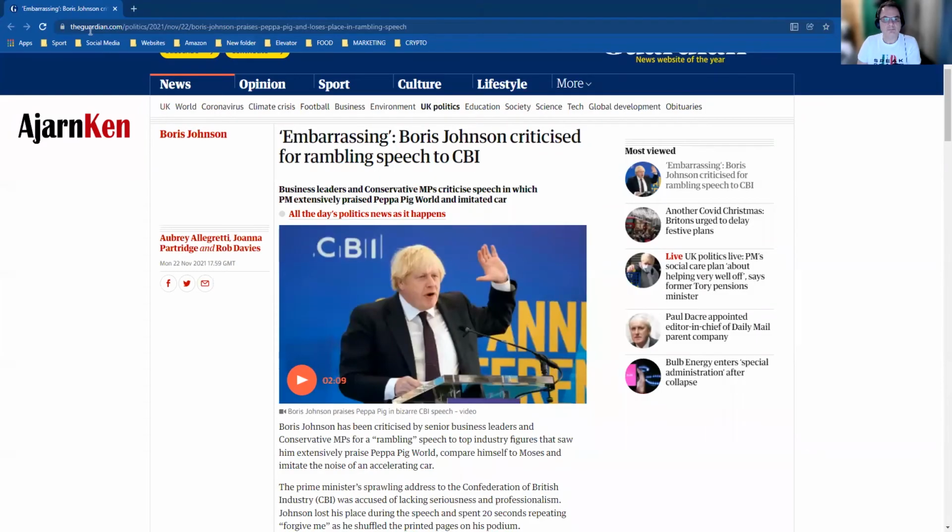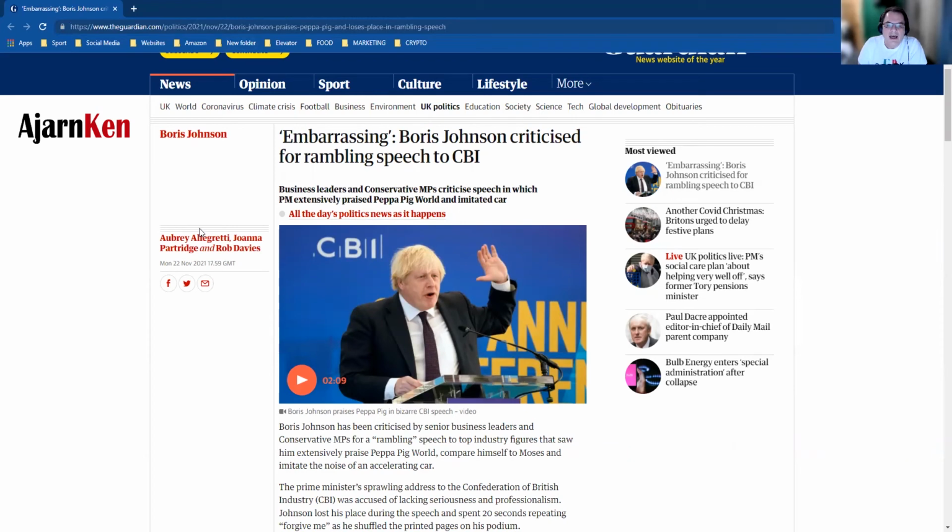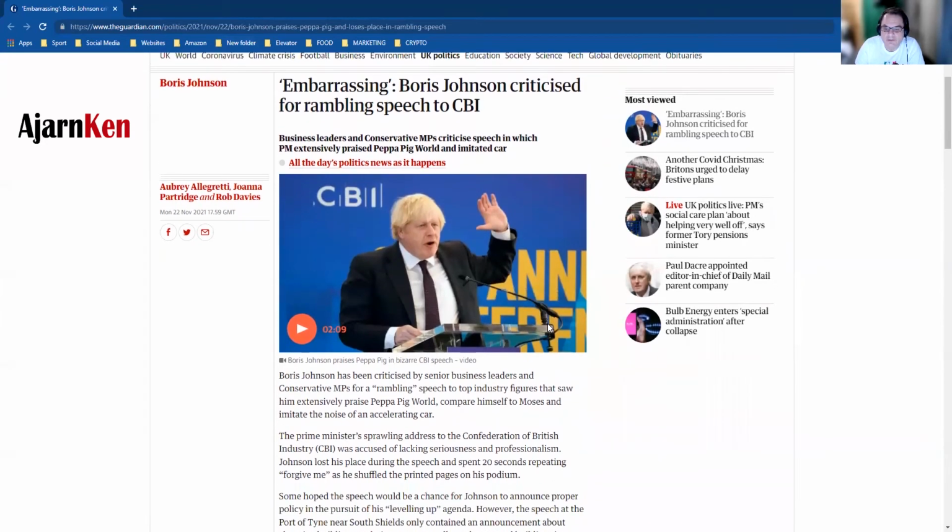So let's have a quick look. We're going to be looking at the newspaper here. We'll just screen share at the moment. This is from the Guardian Politics from the 22nd of November, which is today. As I mentioned, it was the UK Prime Minister giving a speech to the CBI, which is the Confederation of British Industry, basically a collection of businessmen and industry leaders. They get together, and Boris Johnson gave a speech there.